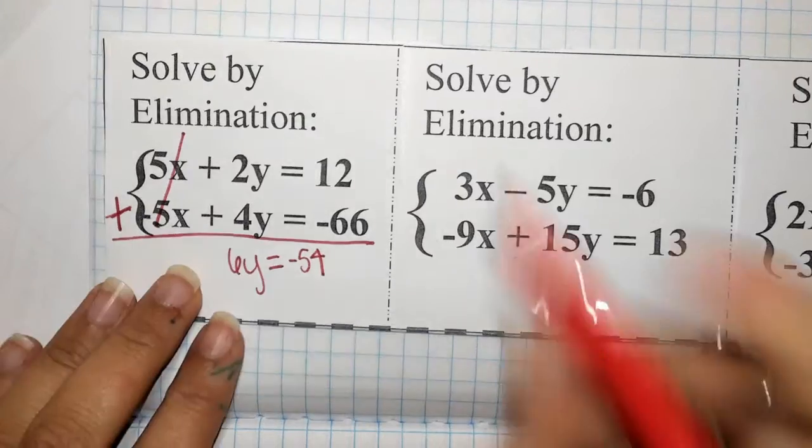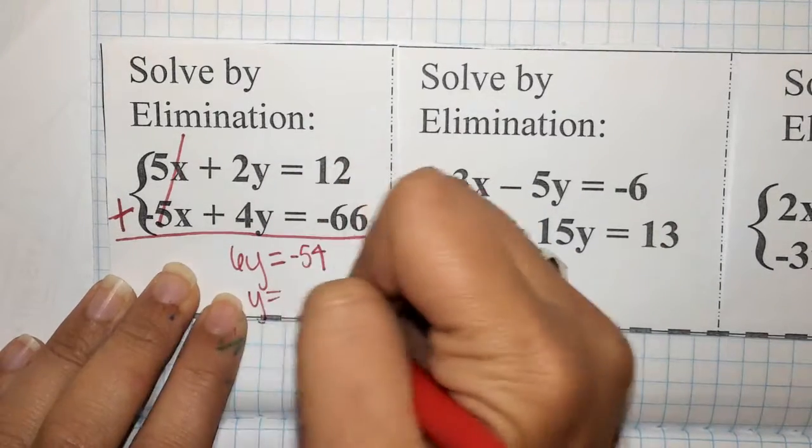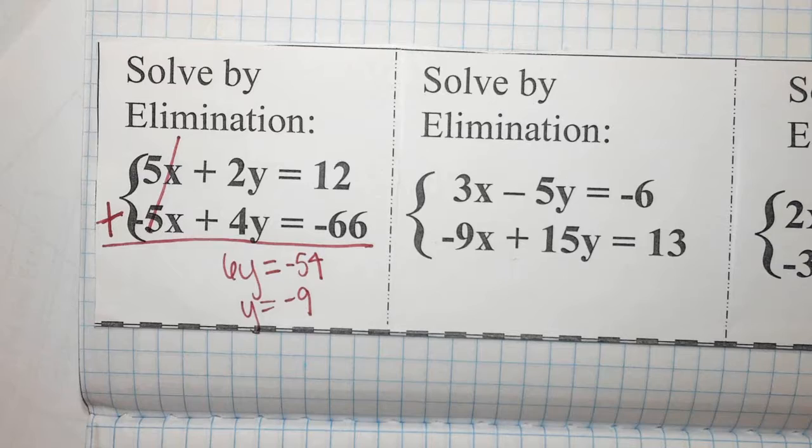Then you divide. So what does y equal? Negative 9. Take a point if you said negative 9.